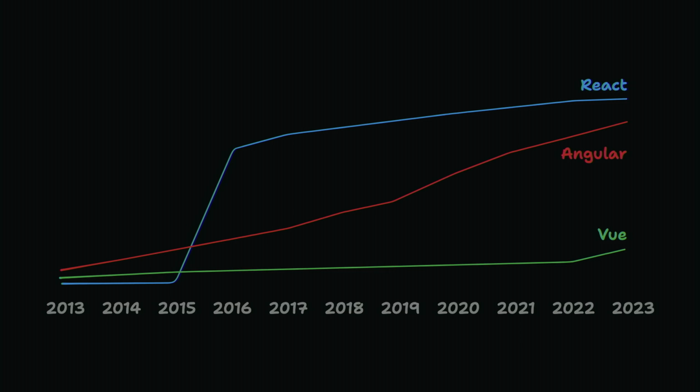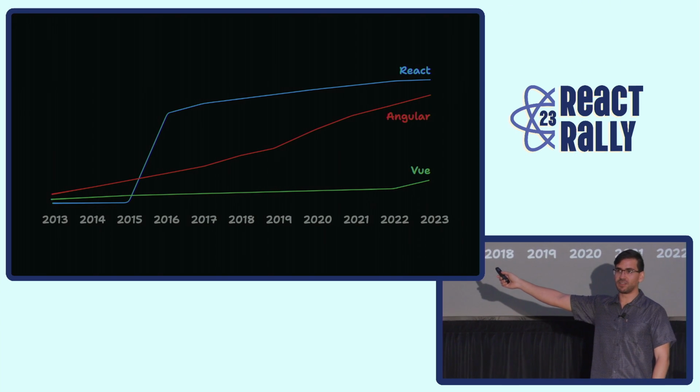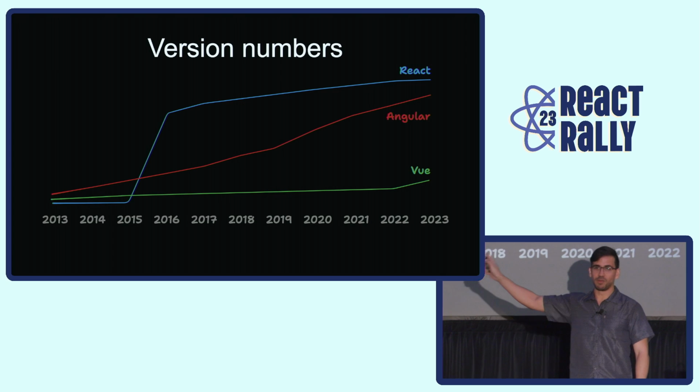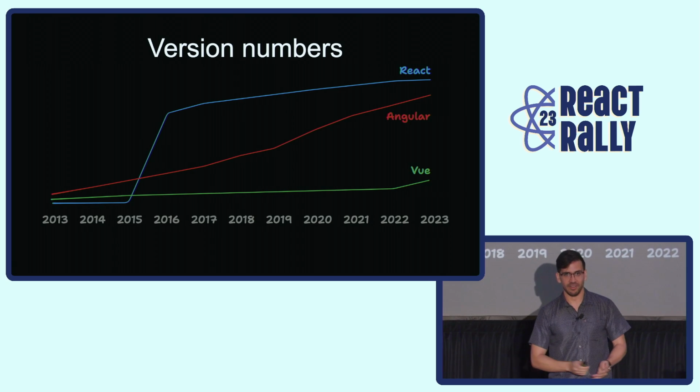Anyway, React is an amazing language. Or not language, geez, okay, framework, library, whatever you want to call it. Just compared to Angular and Vue. This is, by the way, version numbers, but you can see that React is pulling way ahead here, okay?